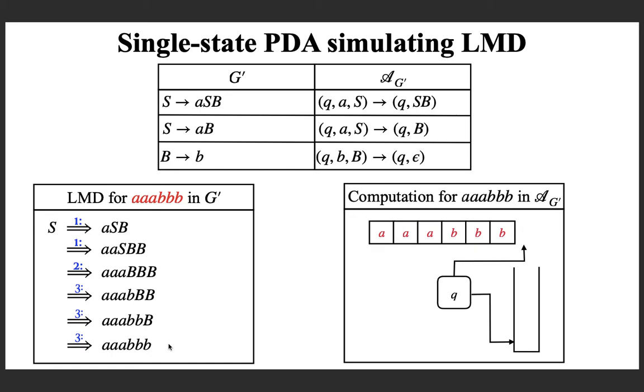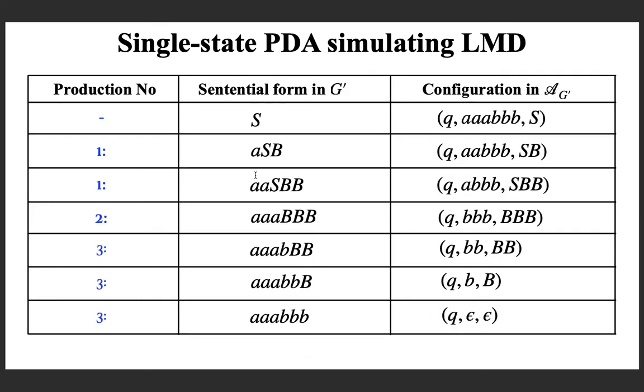So, when you finish deriving a string, you finish reading the input and finish the stack, and by empty stack you can accept, and that is it. And if you recollect what we did, this was what we did.